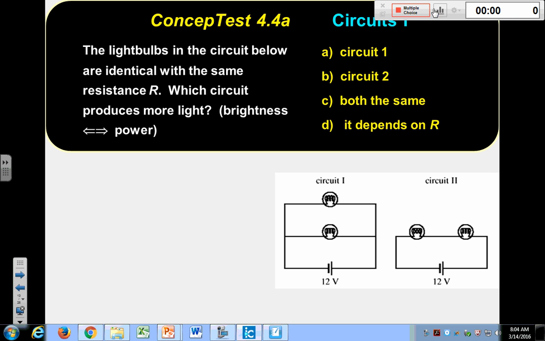All right, two light bulbs are identical, the same resistance R. So that means I have a resistance R here, R here, R here, and here. Which circuit produces more light? And consequently, which circuit uses more power? Because brightness is the same as power. When I talk about the brightness of something, I'm talking about the power.